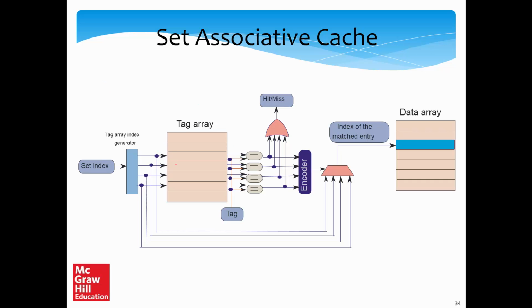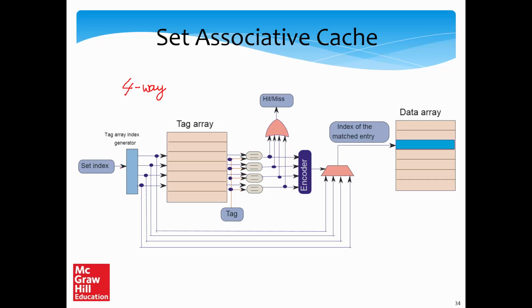Each of these lines is called a way. So this particular set associative cache is called a four-way set associative cache, which means that any of the four ways, or any of the four entries, can contain the line.